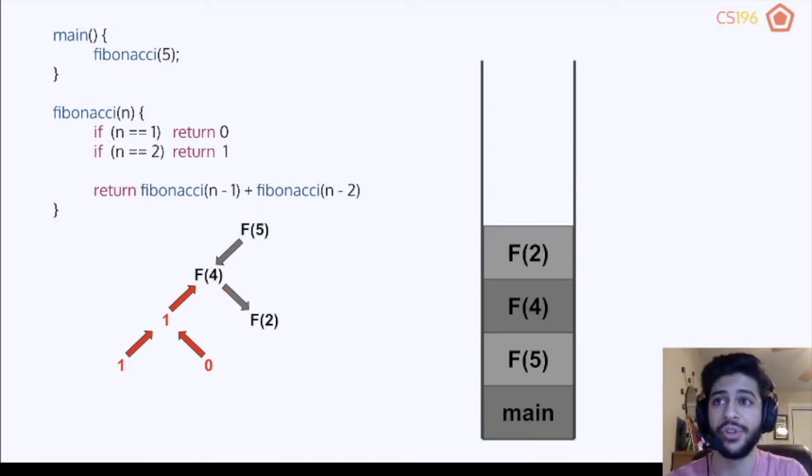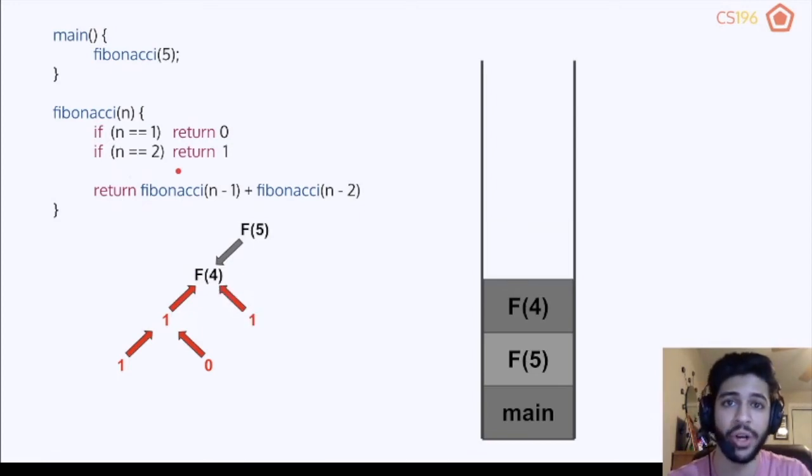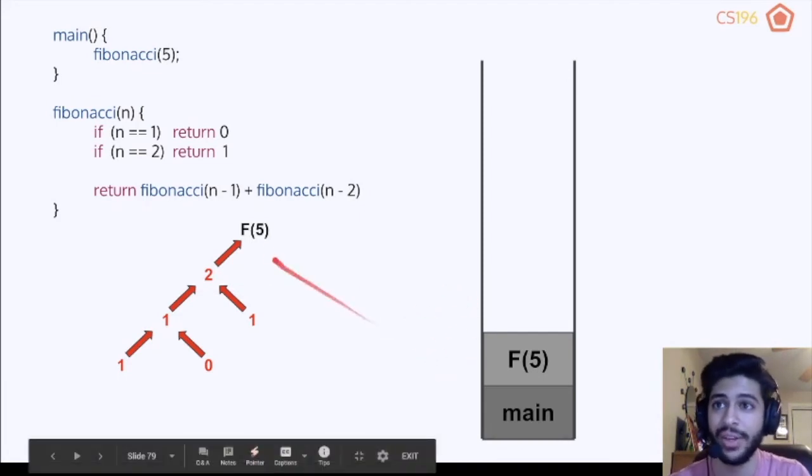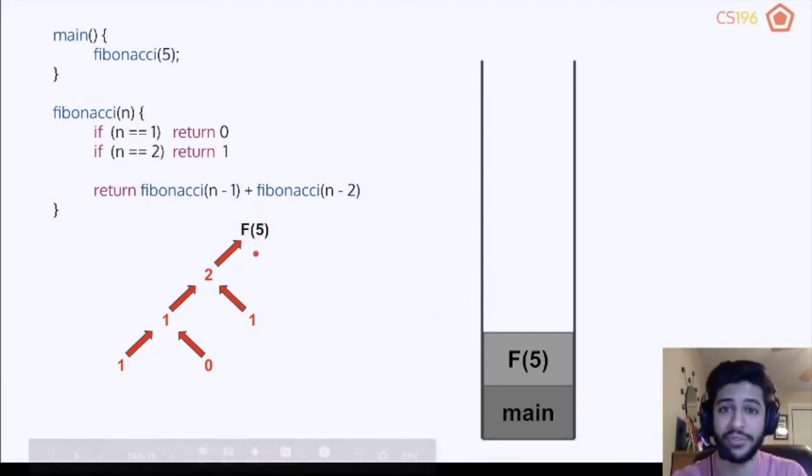What is f of 2? Well, it's a base case, so now we can just return 1 and pop it off of the top of our call stack. So what is Fibonacci of 4? Well, it's Fibonacci of n minus 1 plus n minus 2, which is just in this case 2. So f of 4 returns 2, and we propagate further up and pop it off of the top of our call stack. So now we're all the way back up to Fibonacci of 5.